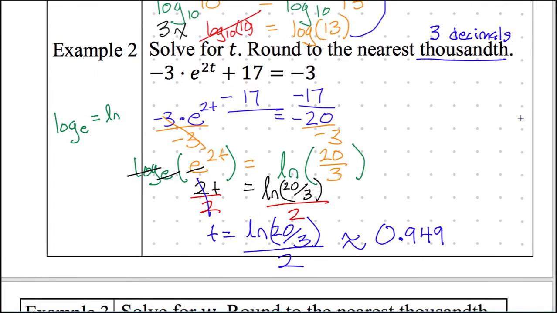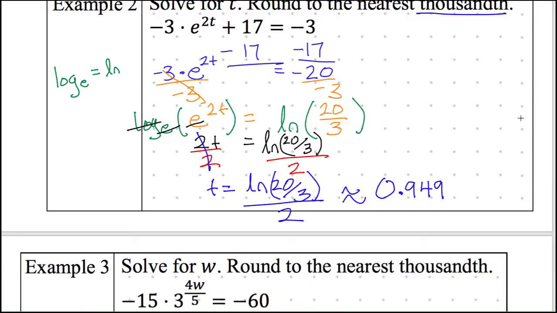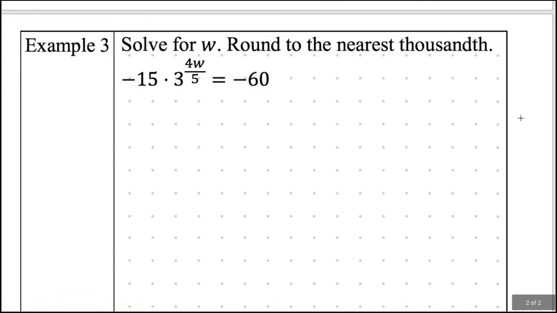All right, I'm waiting here until I see everyone stop writing. James just finished. All right, we are on to example number 3. This is the last type of problem that I can throw you. I need to solve for w. And it's basically the same thing, just a slight twist because it's not 10, it's not e, it's a random 3 now. So, what am I going to do?